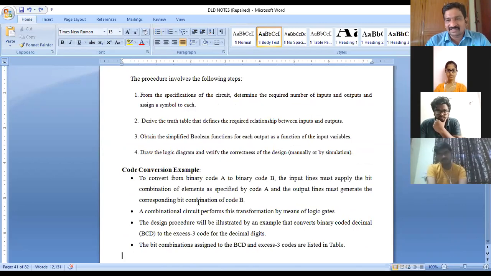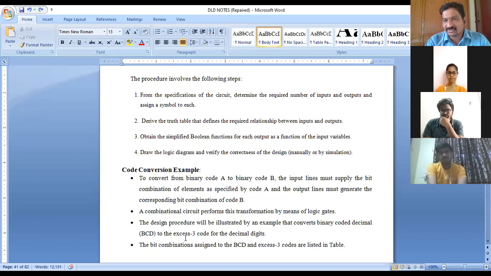It is a code conversion example. Here is the example statement: I want to design a combinational circuit to convert binary code A to binary code B. For example, say I want to convert binary coded decimal to excess 3 code.